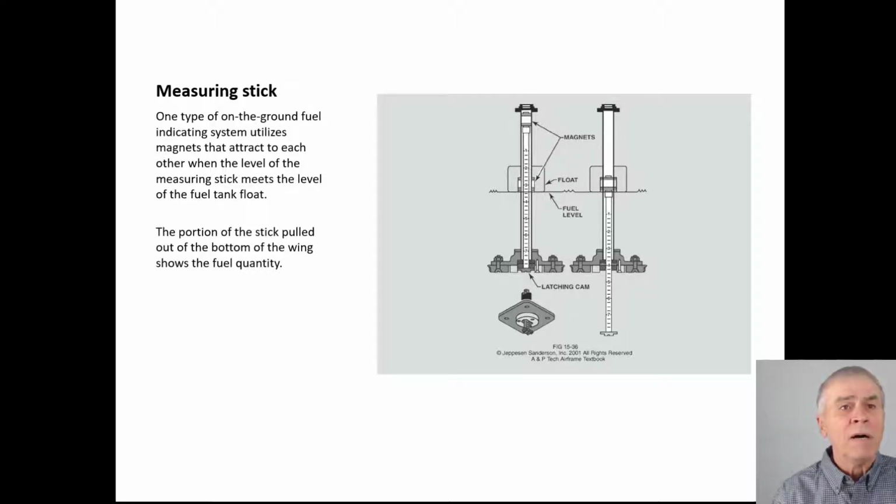One type of on-the-ground fuel indicating system utilizes magnets that attract to each other when the level of the measuring stick meets the level of the fuel tank float. The portion of the stick pulled out of the bottom of the wing shows the fuel quantity. The magnets basically line up. There's one up here and one over here. So when you start pulling it down, the magnets will line up and almost lock a little bit. And so you take your measurement, and that should be accurate.